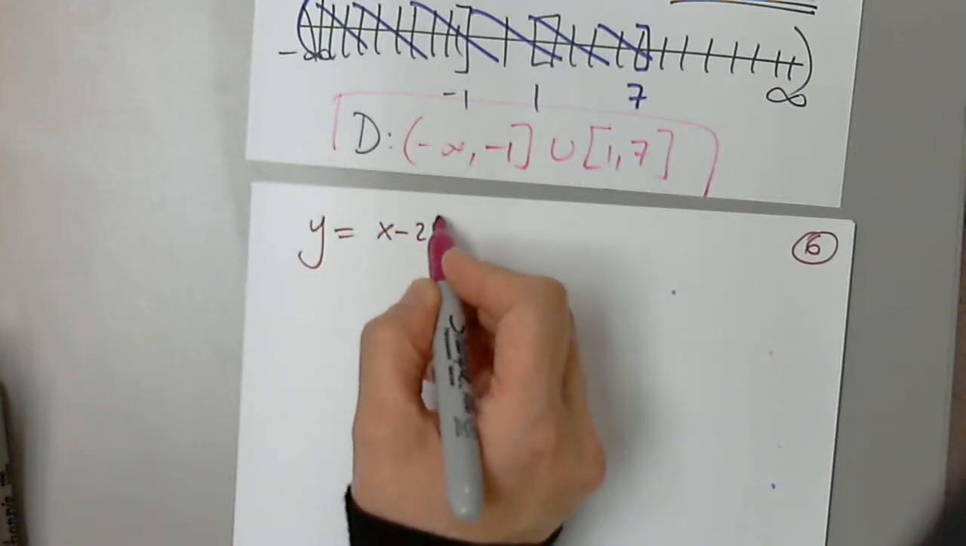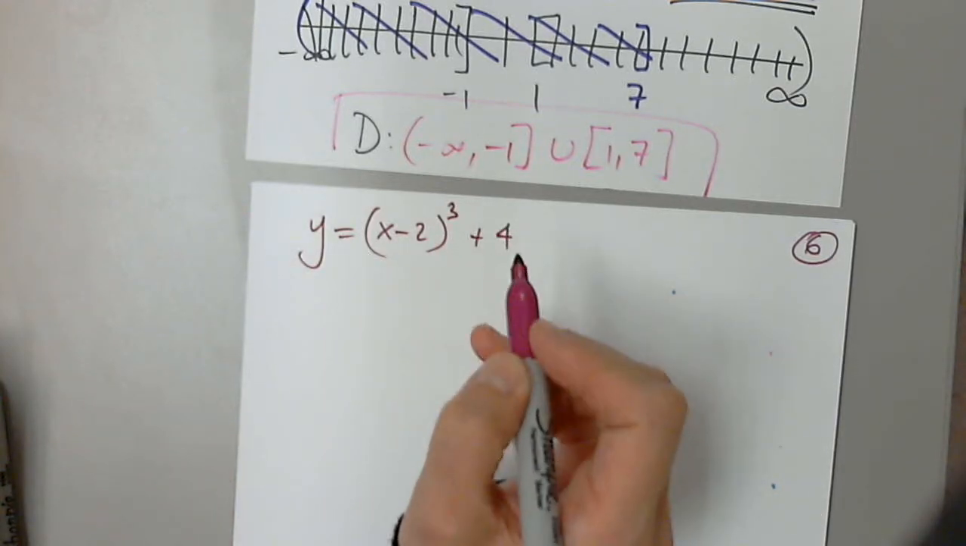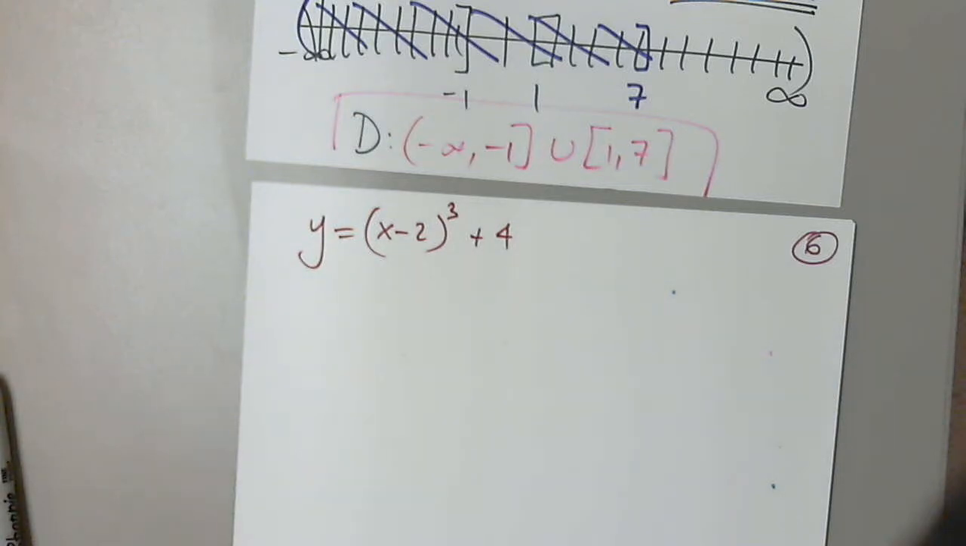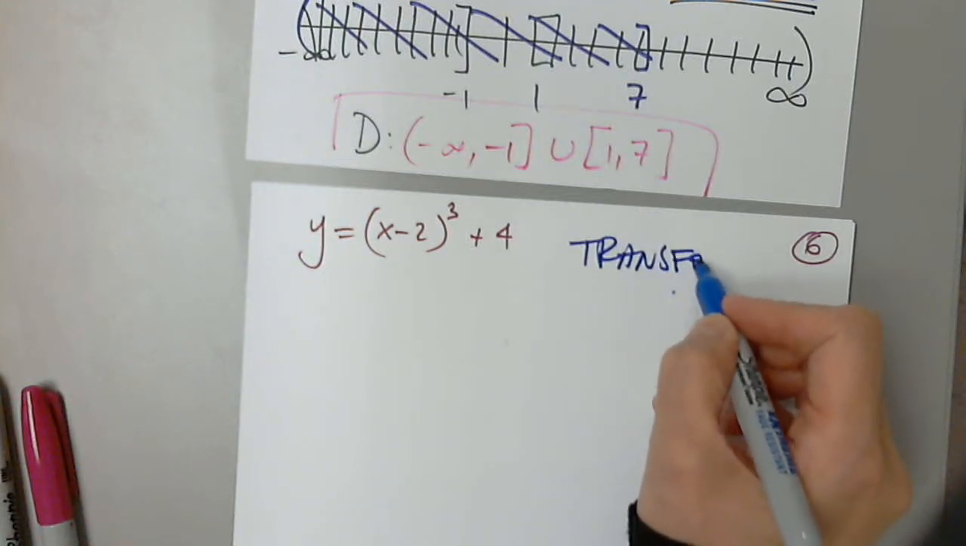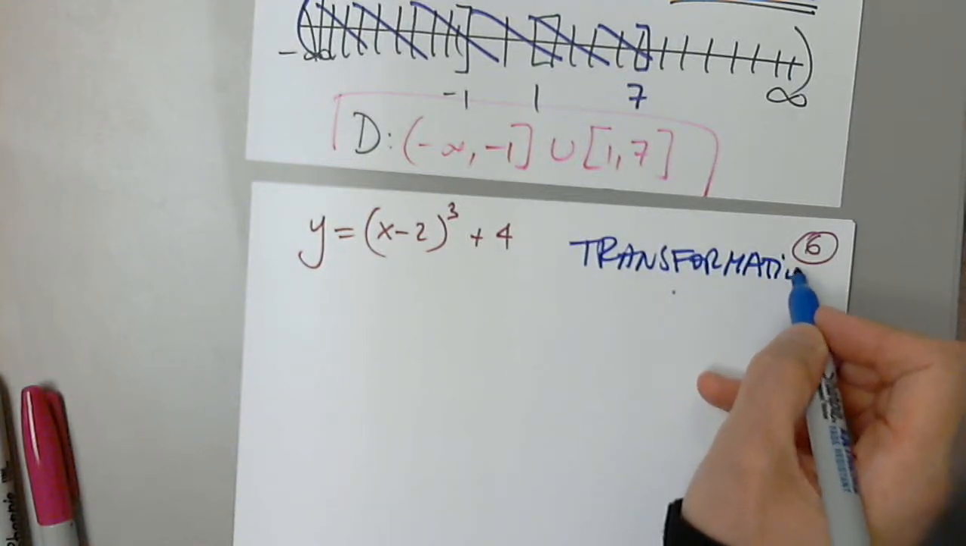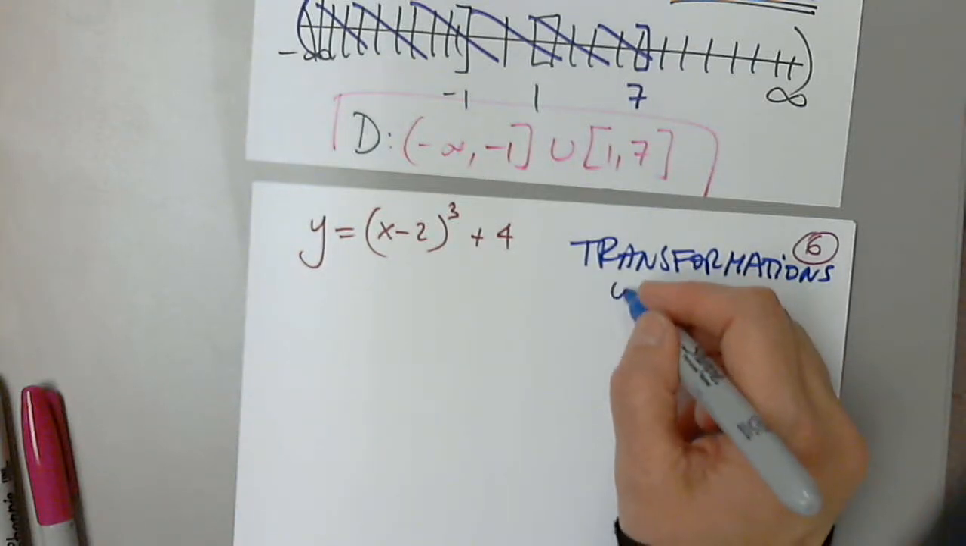So y equals x minus 2 to the third power plus 4. It says graph without a graphing calculator. And I'm sure in some class before this one, in some course before Math 191, you studied the transformations. The transformations on basic functions.